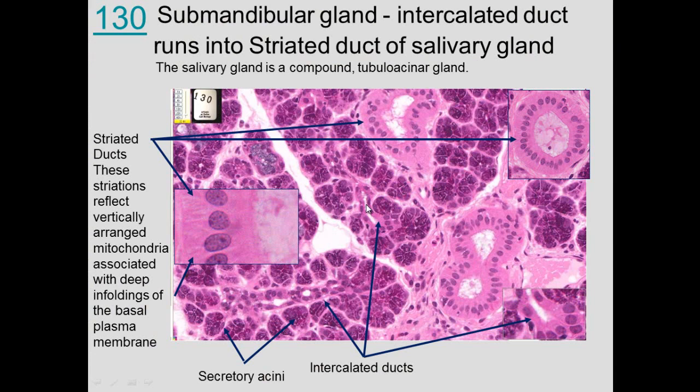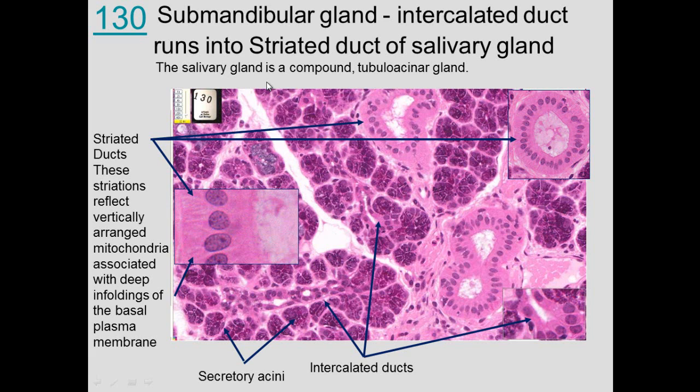And here we can see the salivary glands. This is the secretory portion that you see, the intercalated duct, kind of cuboidal cells lining through there. You can see it goes from the intercalated duct to the striated duct. Here we can see a striated duct, and you can see the mitochondria have lined up there.